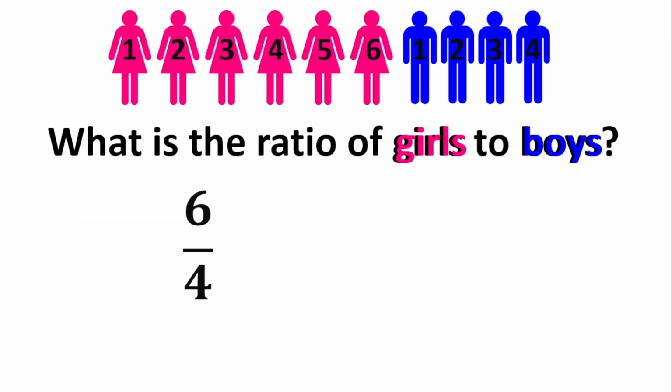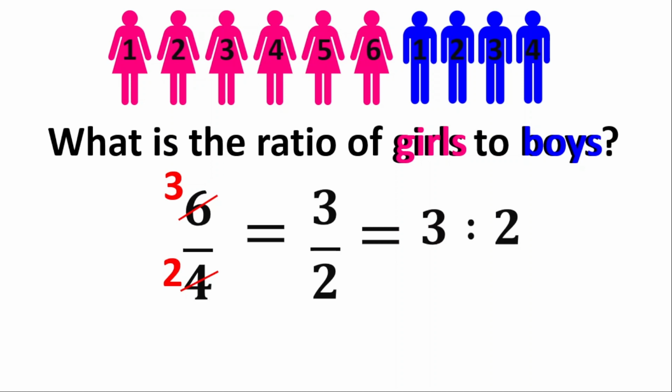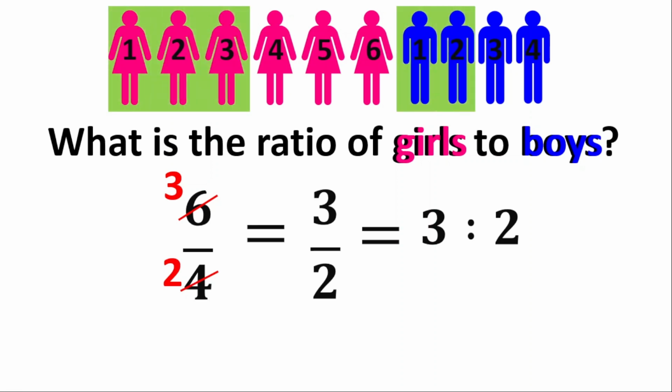Just like fractions, ratios can also be simplified. In our case, the greatest common factor for 6 and 4 is 2, so let's cancel them out by 2. 2 3s are 6, 2 2s are 4. So the simplified form of this ratio is 3:2, which means that we can divide the class of 10 into groups of 5, where each group will consist of 3 girls and 2 boys.